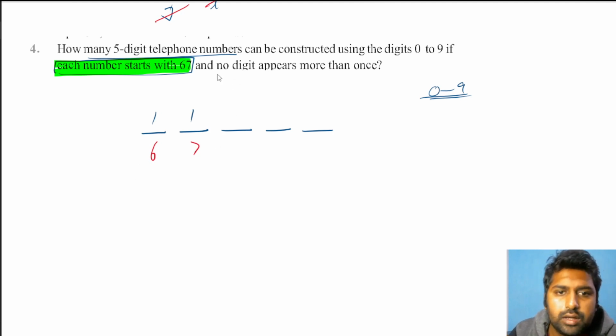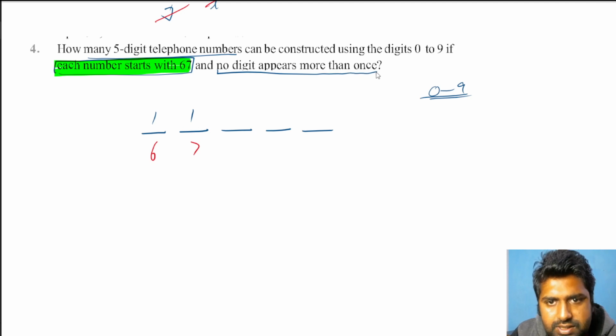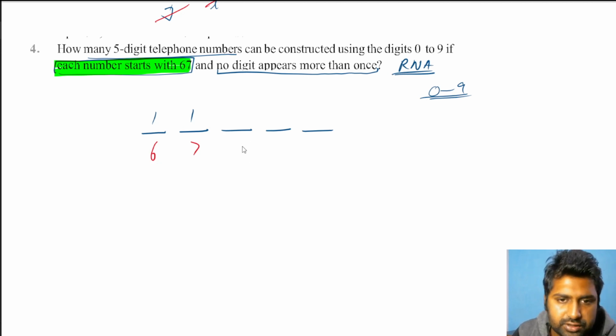Now the question is still saying that no digit is repeated more than once. That means repetition not allowed. We tend to use the short notation: repetition allowed is RA, repetition not allowed is RNA. So if I write RNA, that means repetition not allowed. 6 and 7 being used, tell me what are the options for these positions. You can have 0 at this position. You can have 1, 2, 3, 4, 5. 6 is already being used, it cannot be used more than once, so I'll not use 6. Same with 7, then 8, 9.